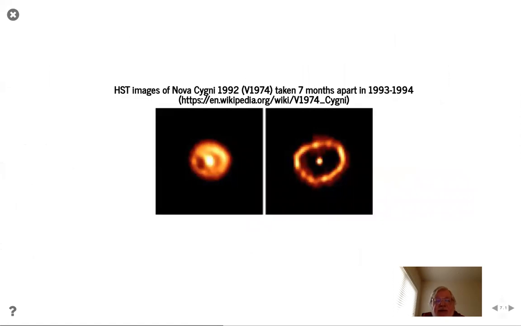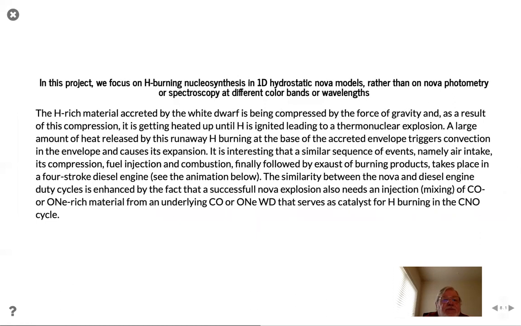Okay. So this figure shows a photo of a real nova explosion. This is Hubble Space Telescope images of Nova Cygni 1992, taken 7 months apart. Of course, earlier on the left side and later on the right side. You can see that the ejected nova envelope increases in radius because it expands, and this is just a real photometric observation of a nova explosion.